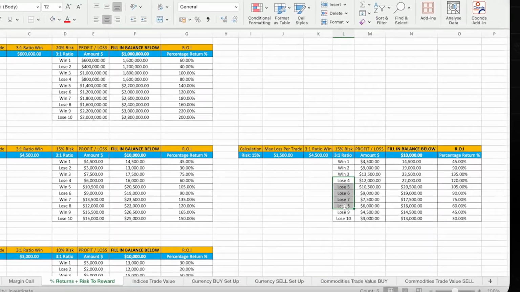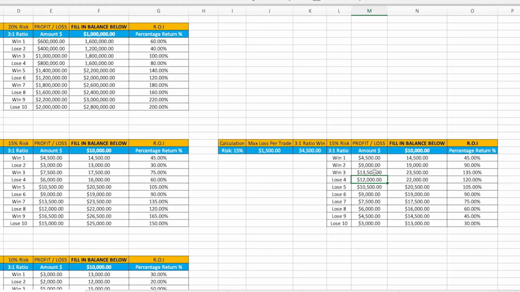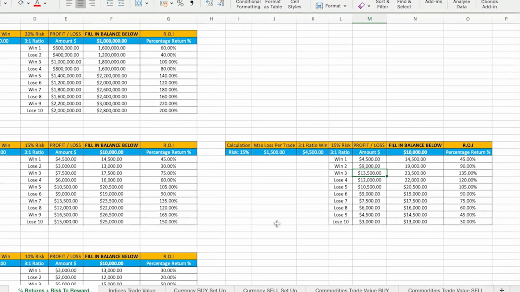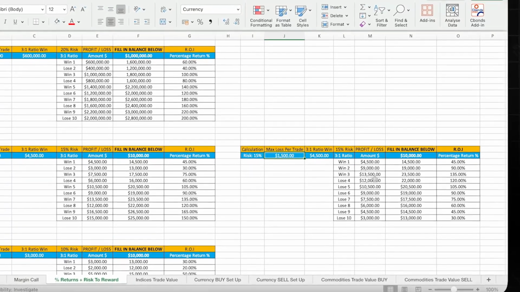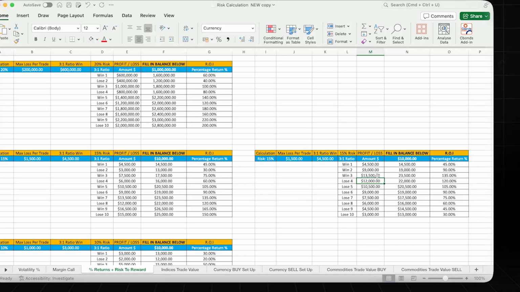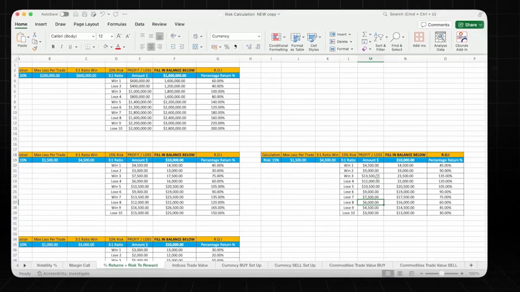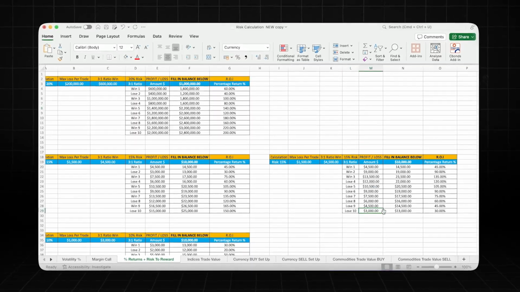Now look what happens. If I was to then lose the next 7 trades in a row, look what happens to my account. So I've made 13,500 profit. Now I lose a trade and I lose 1,500 of my total profit, and each time I lose, I then take away another 1,500. I could lose 7 of the next trades I take, and I still end up in a $3,000 profit on my 10,000 account balance. Do you see the power of risk to reward?